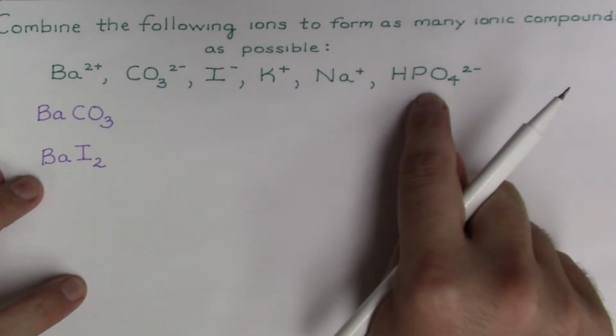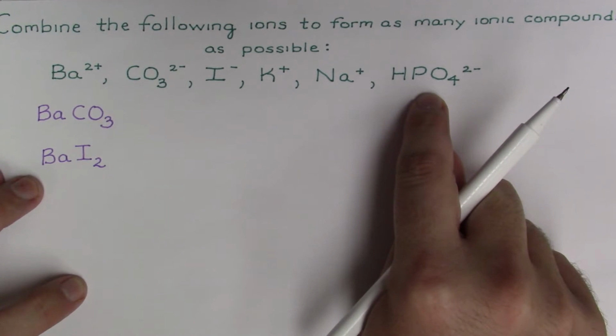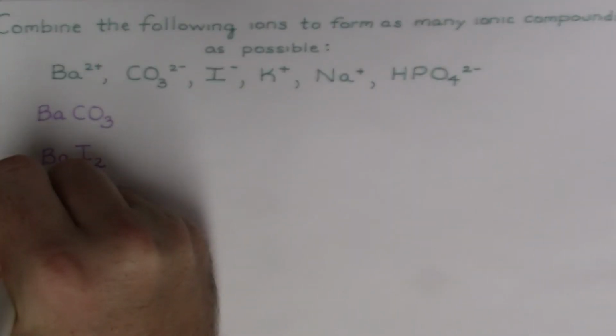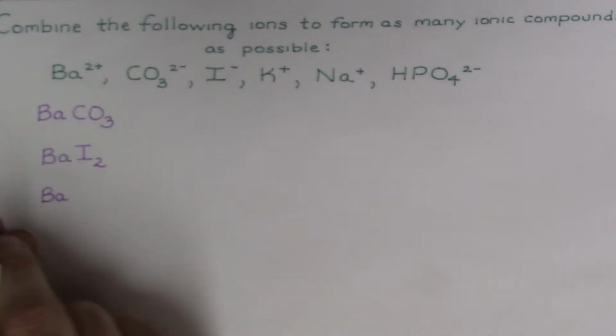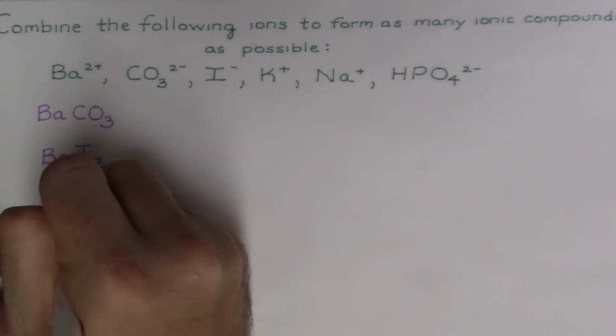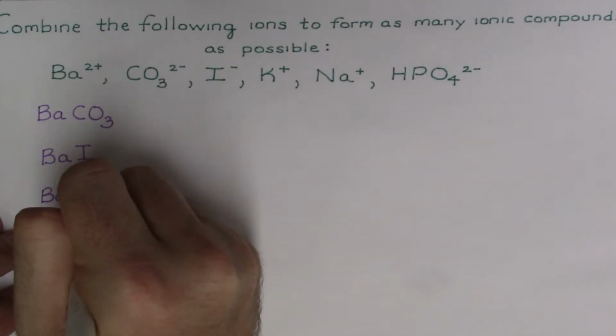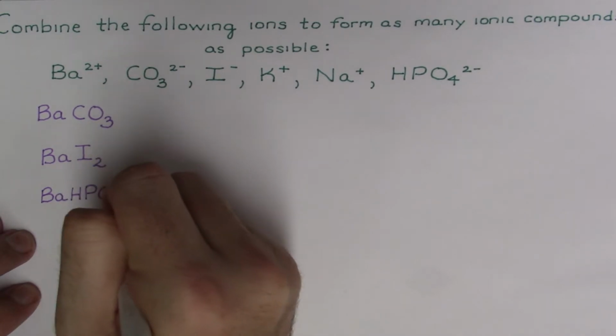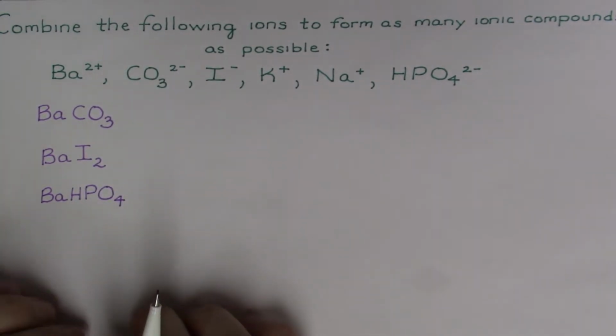Now we can go to our third barium species. Notice that they have equal but opposite charges. So our answer in this case is going to be Ba. Then I'm going to have my HPO4, and those are all my barium species.